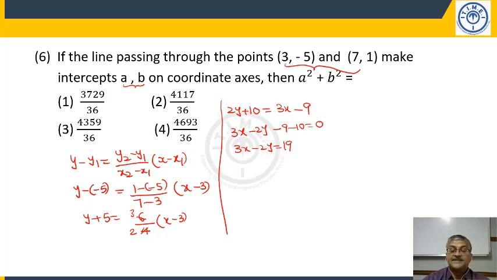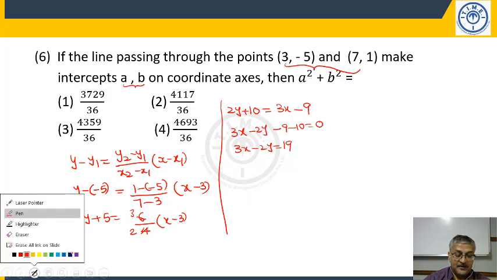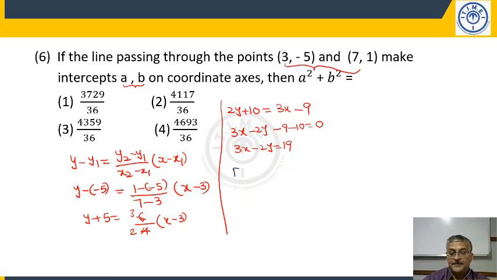To get the x-intercept and y-intercept, put y is equal to 0, you will get the x-intercept. So for x-intercept, put y is equal to 0. Then y is equal to 0, what is the corresponding value of x? Put y is equal to 0, 3x is 19. That means x is equal to 19 by 3.